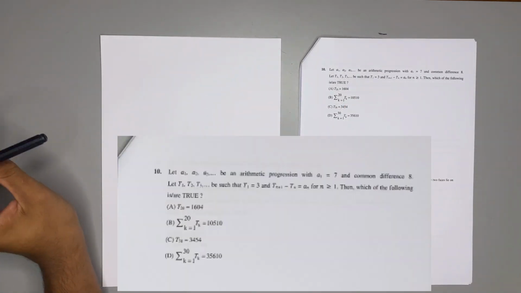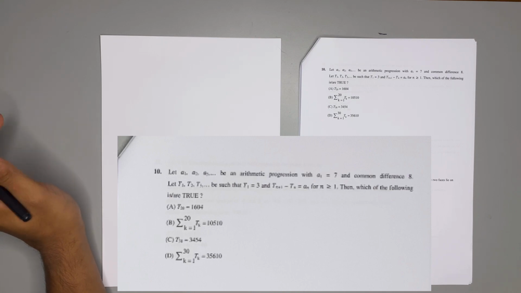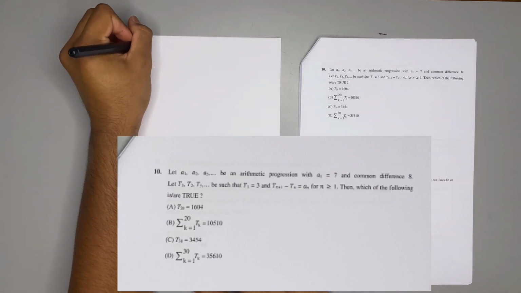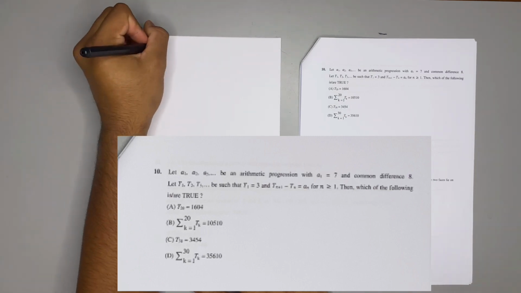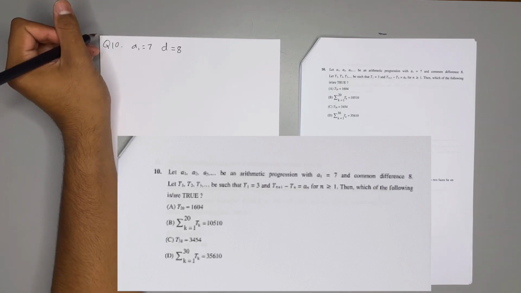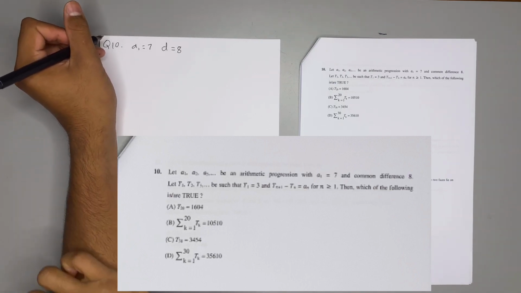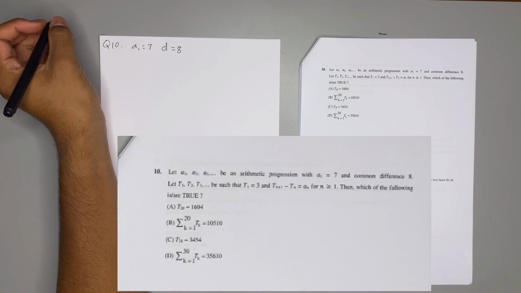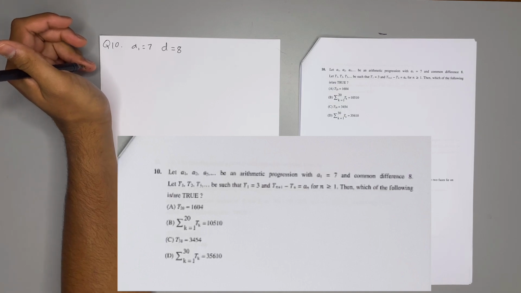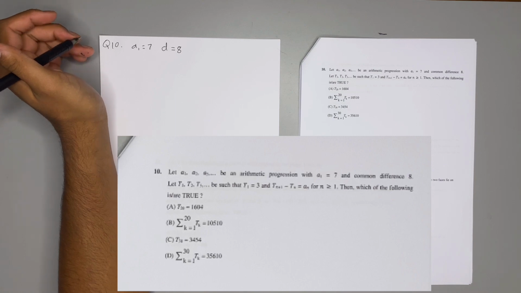Question 10. Let A1, A2, A3 be an AP with A1 equal to 7 and common difference D equal to 8. Let T1, T2, T3 ... be such that T1 equals to 3 and T n plus 1 minus T of n equals to A of n for n greater than or equal to 1. Then, which of the following is / are true?